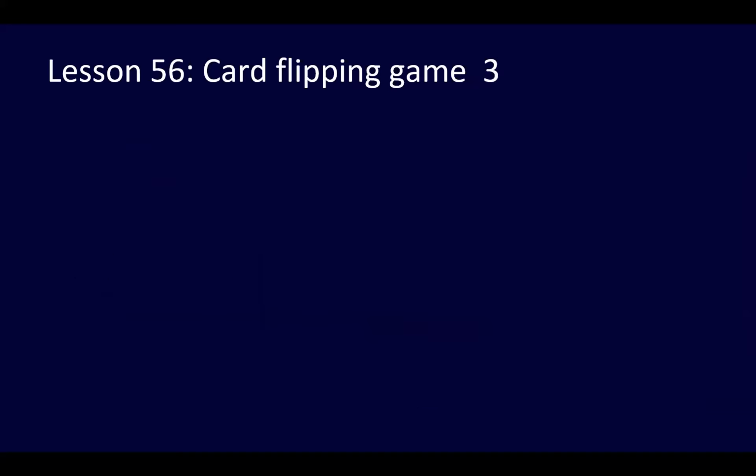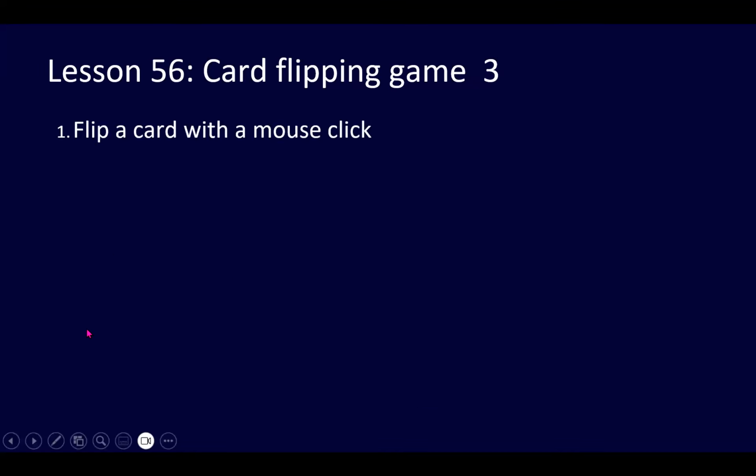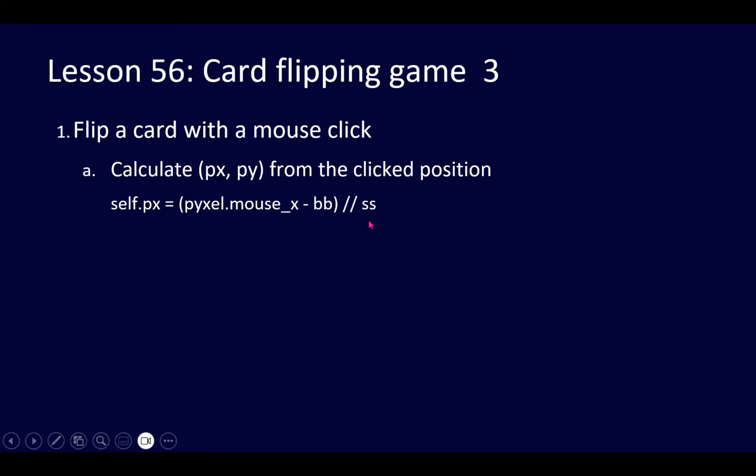So today, instead of flipping the card by arrow keys, we try to flip a card with a mouse click. Do you think you can do it? I think you can do it. You remember how to check the mouse click and also the position of the mouse click? If you think you can try, stop the video and try it yourself. Calculate the position from the clicked position. And the new thing is that we will use this kind of thing.